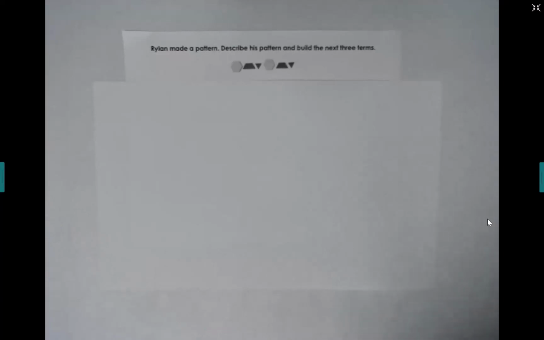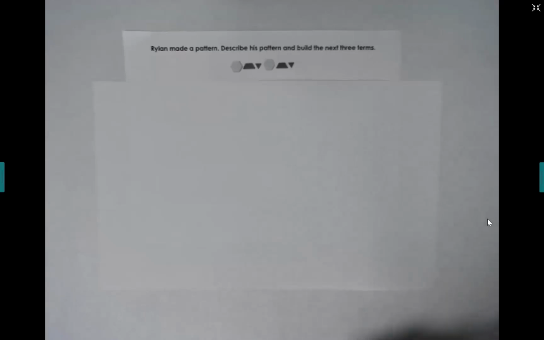So let's begin with IOA 3A, and that's all about repeating patterns. So I have a problem here from one of the concrete lessons on the pacing guide. So let's take a look at this problem. It says Rylan made a pattern, describe his pattern, and build the next 3 terms. Okay, so with repeating patterns here, students are investigating, describing, and extending the pattern.